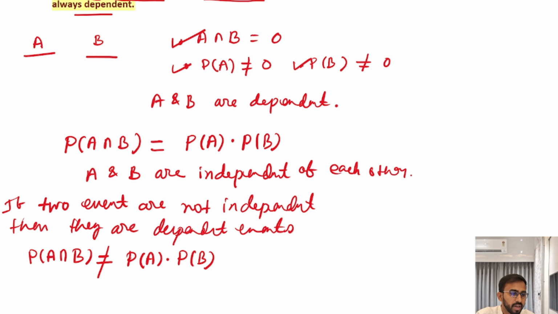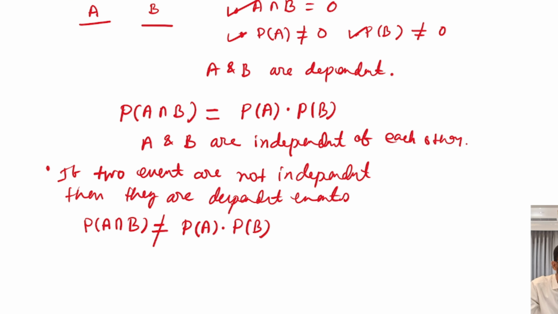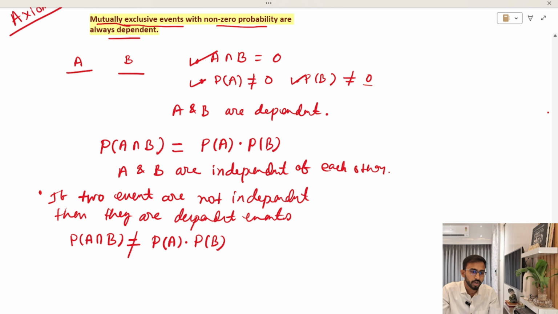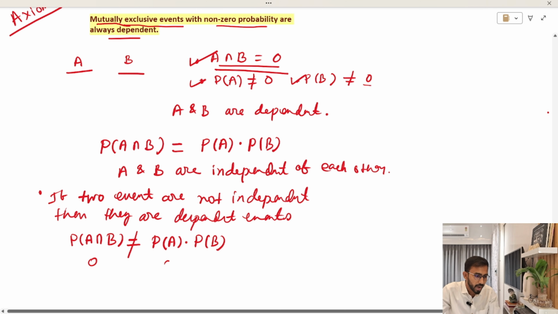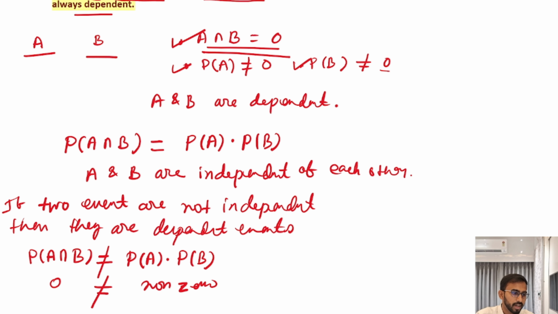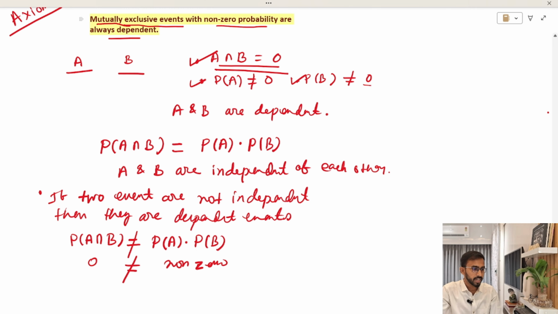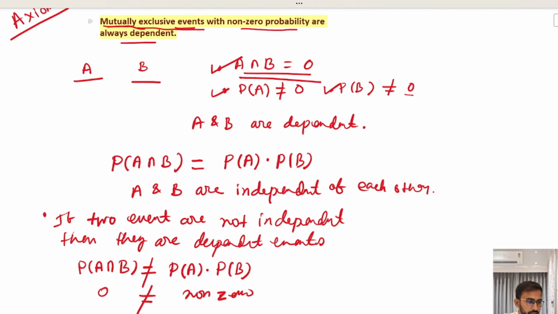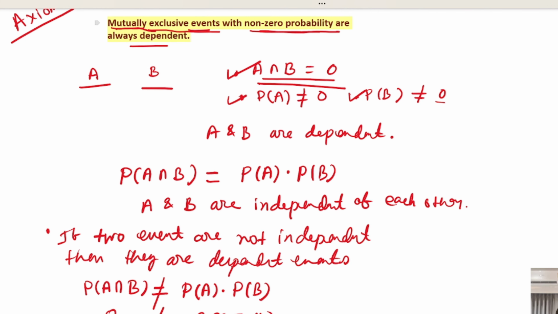Why? Here probability of A is not equal to 0 and probability of B is also not equal to 0, but this thing is 0. So how will 0 and non-zero be equal? That's why they are not equal. That's why this is axiom 3. This statement states that mutually exclusive events with non-zero probability are always dependent. So I hope you all have understood the axioms of independent events.